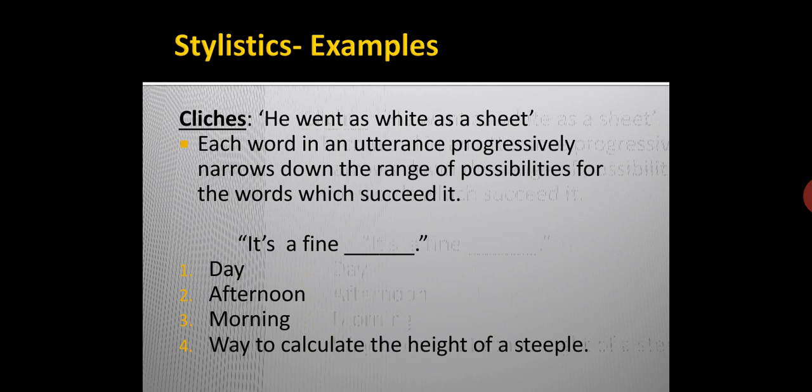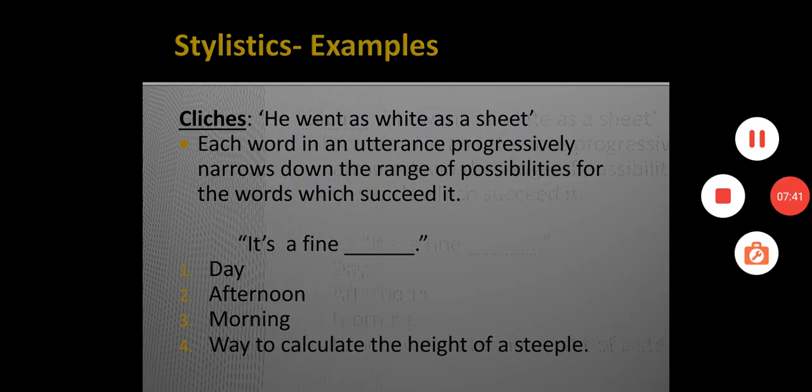Okay, it narrows down the range of possibilities for the words which succeeded. So it keeps on narrowing down until there is only one idea left, only one thought left, and that would be cliche for you. Okay, it's a fine, could it be a day? It's a fine day, it's a fine afternoon, it's a fine morning, or it's a fine way to calculate the height of a steeple. Now this last part is very, very specific.